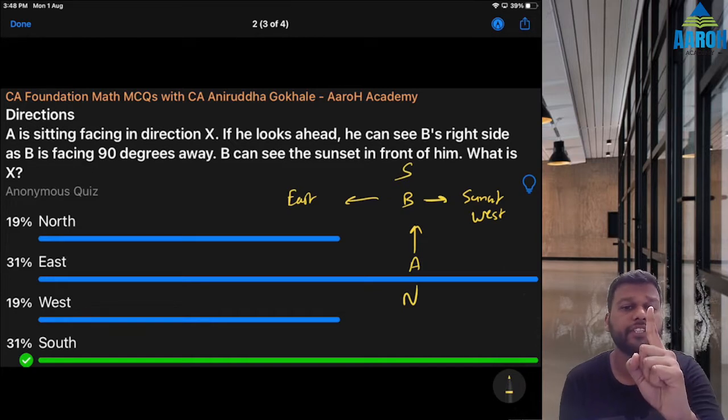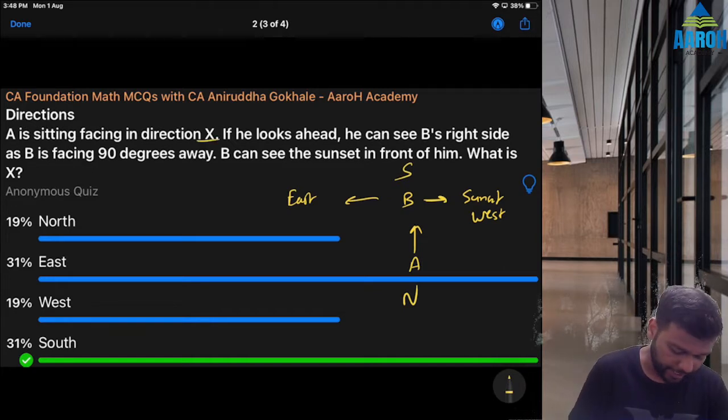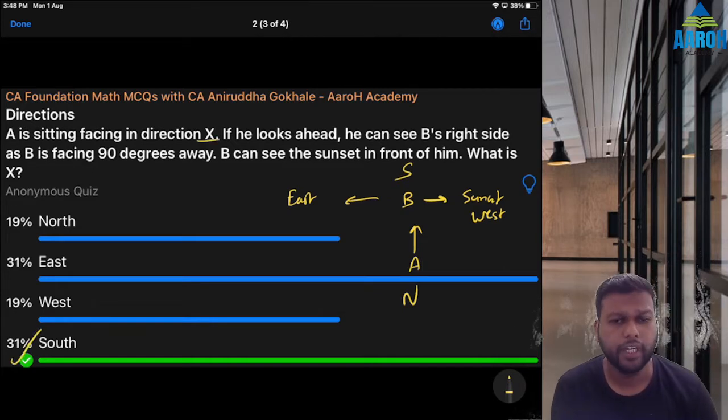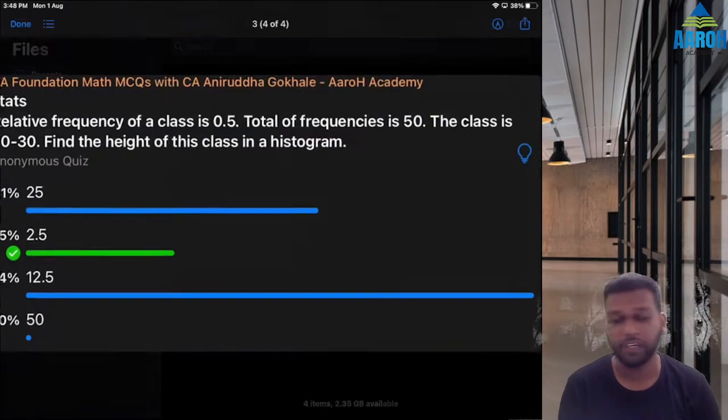So A is facing which direction? South. A is facing direction X, which is south. 31% of people have given it correct. Okay, fine. I hope you've understood now.